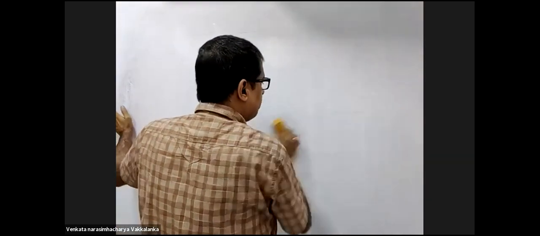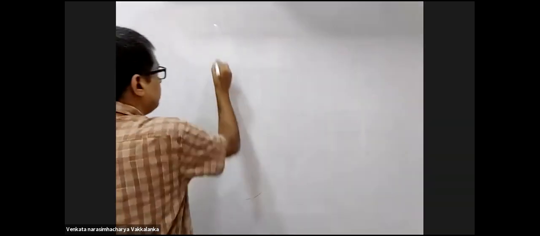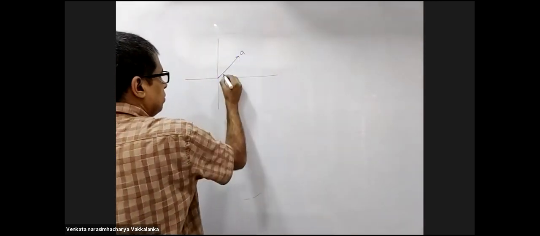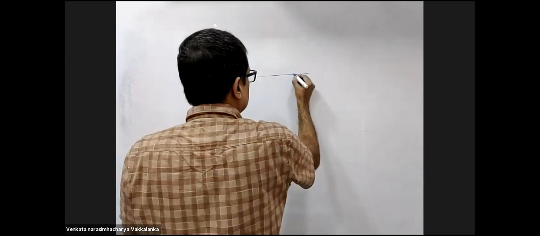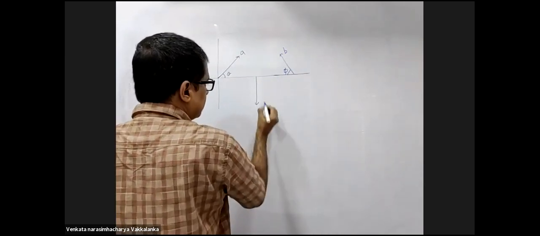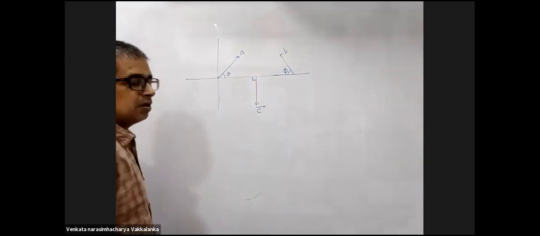In actual practice, how will you add multiple vectors? You have n number of vectors. How will you add them? Two procedures will be simpler. Suppose I take something like this: a vector A making an angle of theta, vector B making an angle of phi, and vector C this way, perpendicular to the x-axis.